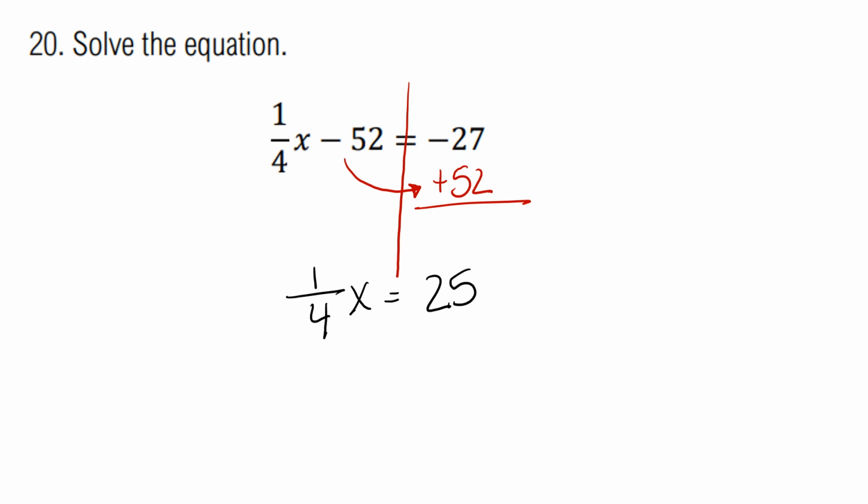Our next pair of like terms are the 1/4 and the 25, but again, they are on opposite sides. The 1/4 x written side by side means multiply, so when we do the opposite operation, we would divide our values. 25 divided by the value 1/4 gives us an answer of 100.